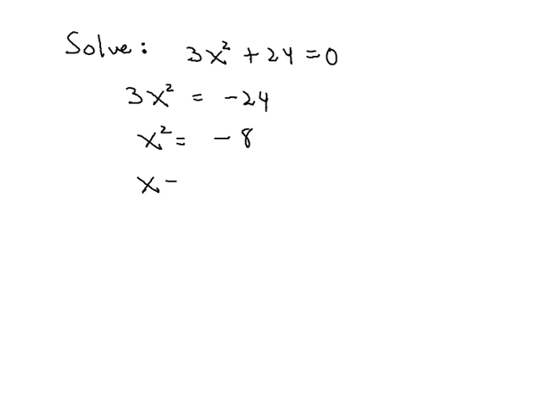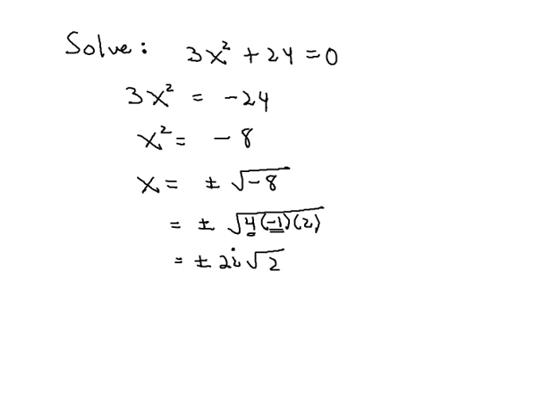Taking the square root of both sides, we have x is equal to positive and negative the square root of negative 8. Now that's a radical, and we can simplify a bit more. So we'll think about breaking it down inside into 4 times negative 1 times 2. So then we will have plus or minus, and the 4 will come out in front as a 2. The square root of negative 1 will come out as an i. Then we're left with the square root of 2.